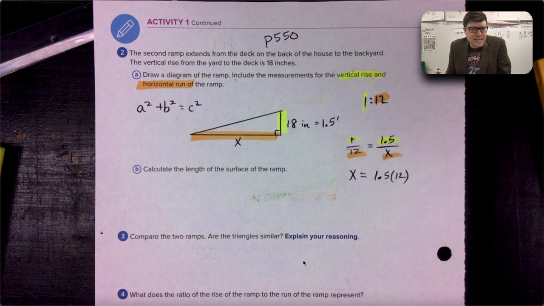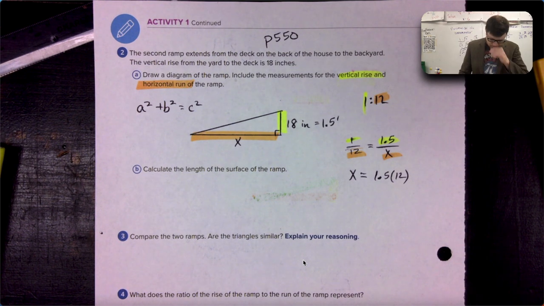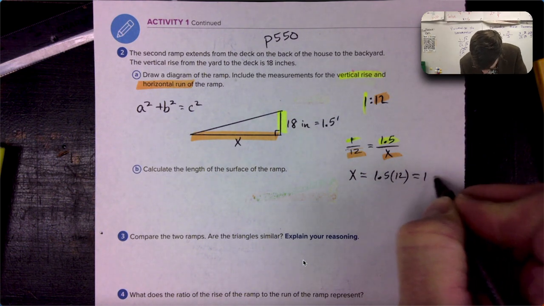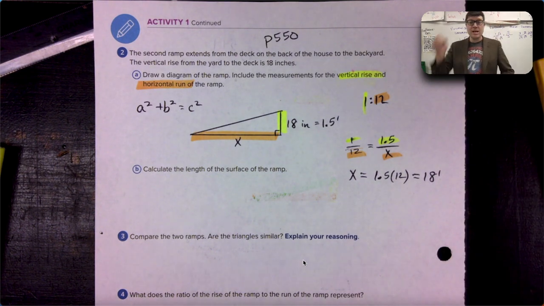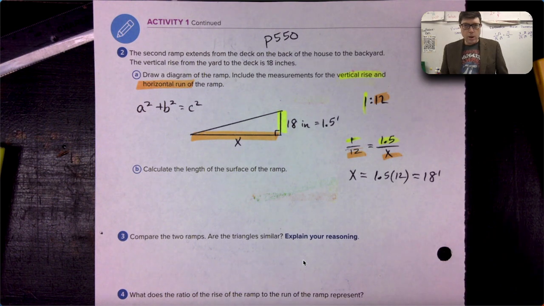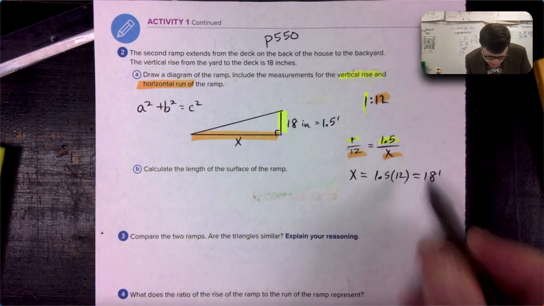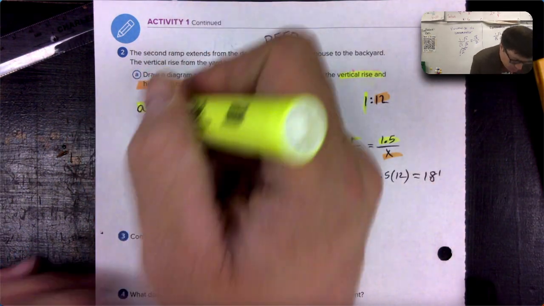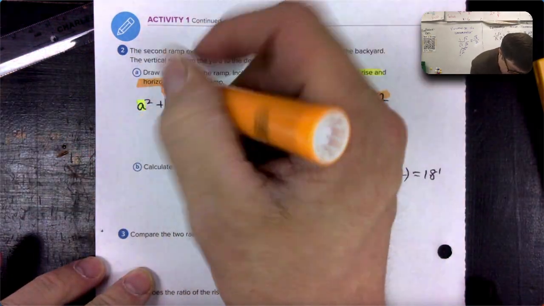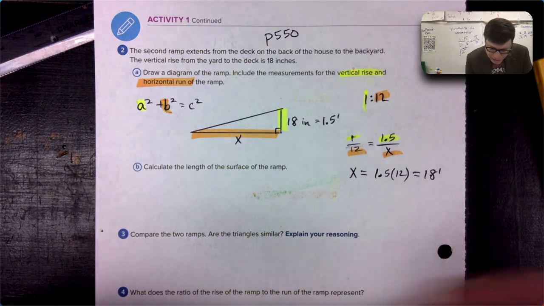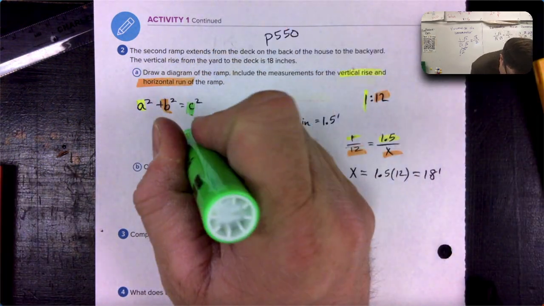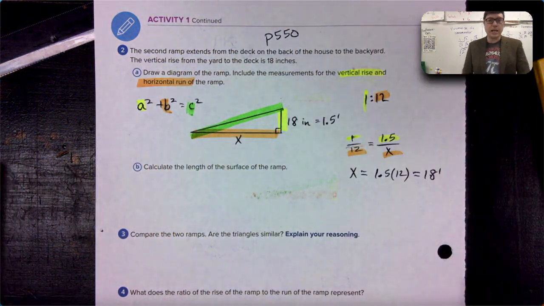I think it's 18 feet. But let's just do the calculation here. Hey Siri, what's 1.5 times 12? 1.5 times 12 is 18. Okay, so it's 18 feet, and that little apostrophe represents a foot measurement. Now, I can take these two numbers and I can put them into the Pythagorean theorem to figure out the length of the surface of the ramp, which will be that green highlighted line right there.